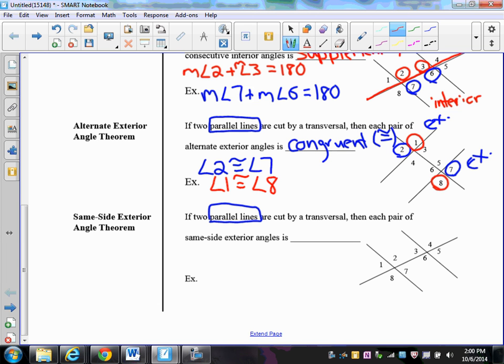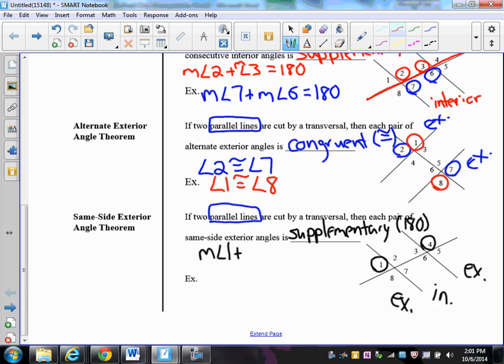The last one is the same side exterior angle theorem. If two parallel lines are cut by a transversal, then each pair of same side exterior angles is supplementary. Again, supplementary means they add up to 180. So we have the exterior, interior, exterior. This is the same side, so there's angle 1 and angle 4. The measure of angle 1 plus the measure of angle 4 equals 180. And we also have the measure of angle 8 plus the measure of angle 5 equals 180.